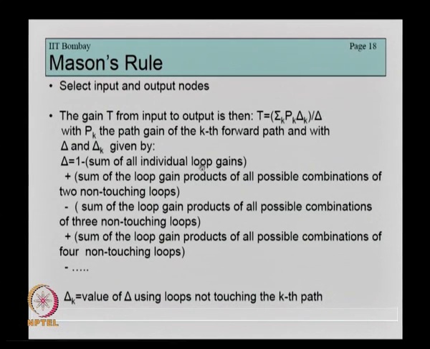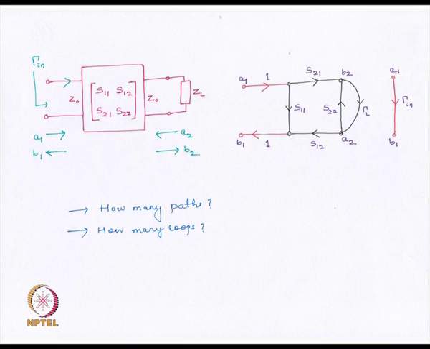Now I'll just give the definition of this Pk, delta k and delta, and we'll take an example to understand what these individual terms mean. Pk is what is known as the path gain of the kth path between the nodes. Delta is a quantity given by this, and delta k is the value of delta using loops not touching the kth path. It might not be very clear, but let's see an example.